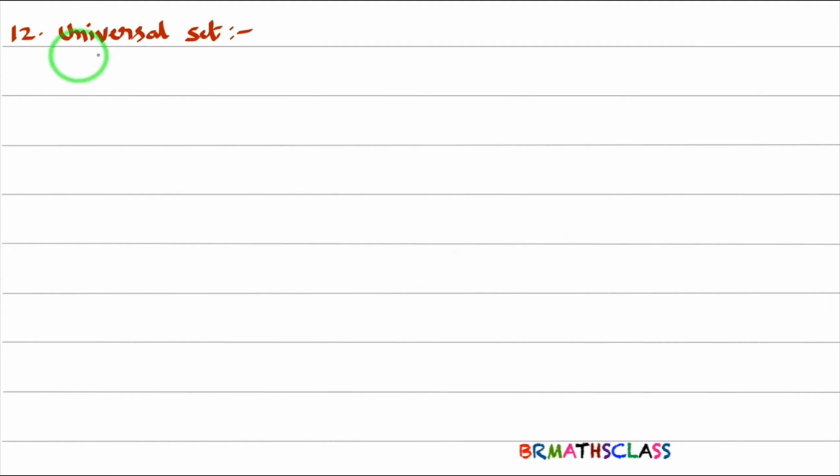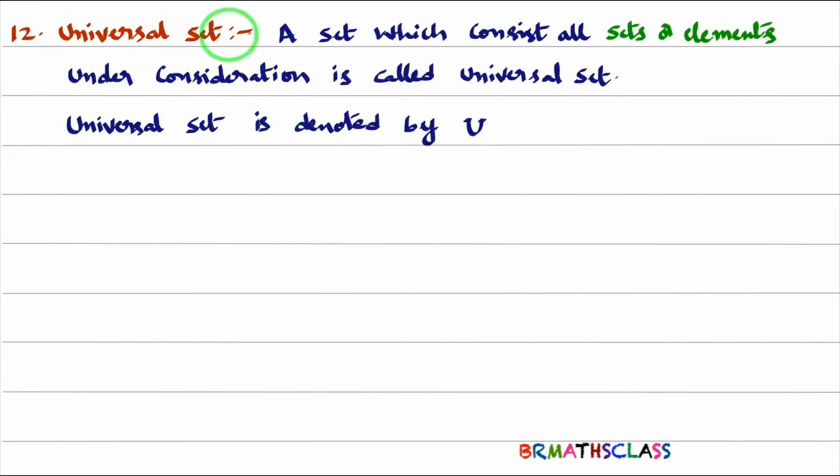Now the 12th synopsis is the universal set. What is a universal set? A universal set is a set which consists of all sets or elements. Please try to understand. A set which consists of all sets or elements under consideration is called the universal set. The universal set is denoted by U. We'll try to understand this with an example.